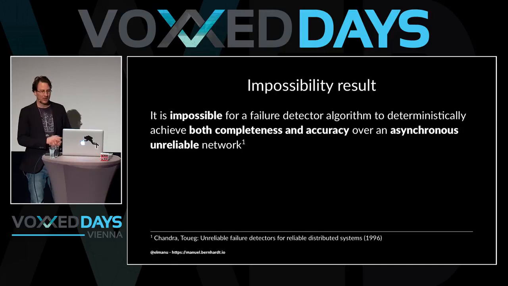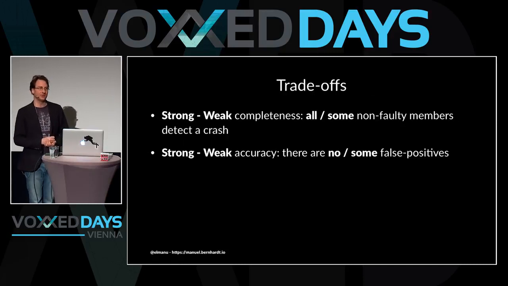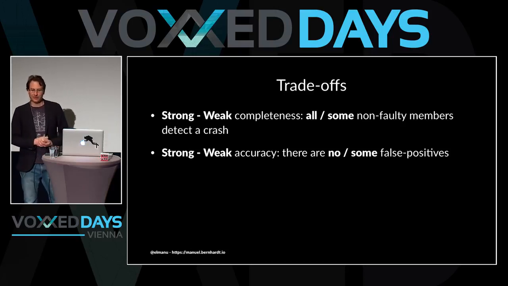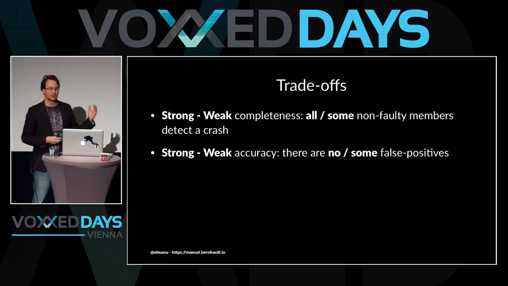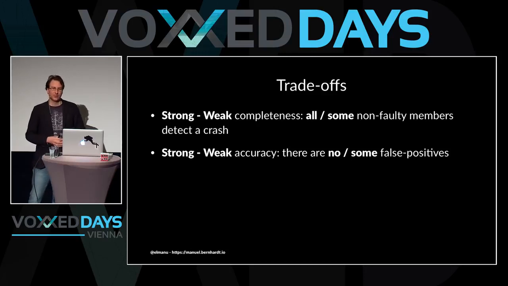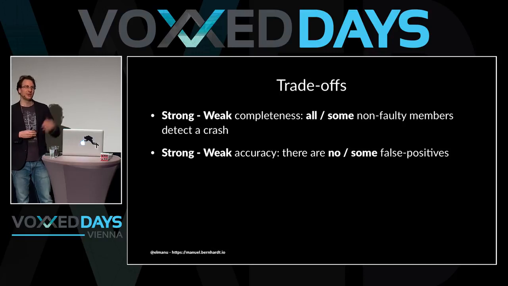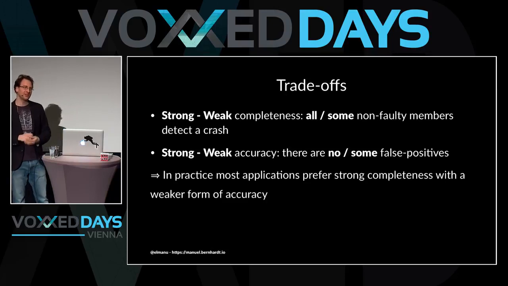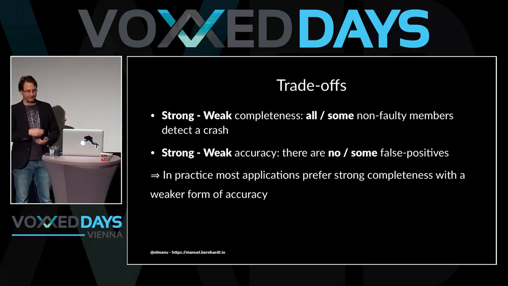So what do we do? Well, we make trade-offs. That's one thing we do in many parts of computer science, and in the realm of distributed systems, we make a lot of trade-offs. So we talk about strong to weak completeness, where either all or some of the non-faulty members detect a crash, or we talk about strong to weak accuracy, where there are no or some false positives. We can't have it both. But we can make some trade-offs. And in practice, what happens is most applications want strong completeness. They want everyone to know about nodes that have failed, and they choose a weaker form of accuracy.